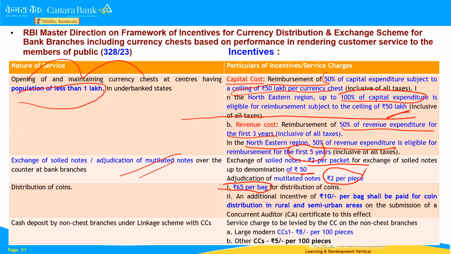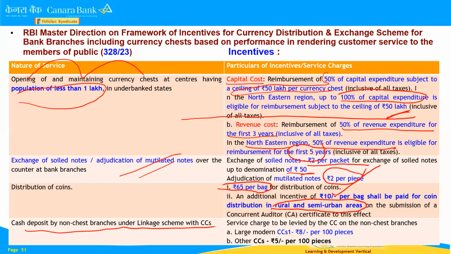But if the same coin bag is distributed in rural and semi-urban areas, if you distribute in rural, again 10 rupees extra. That means you will get 75 rupees. This is an additional incentive. In Hyderabad, you do 65. In Rajupet, if you do, 75 rupees. This is the difference. Then, cash deposit by non-chest branches under linkage scheme with currency chest.